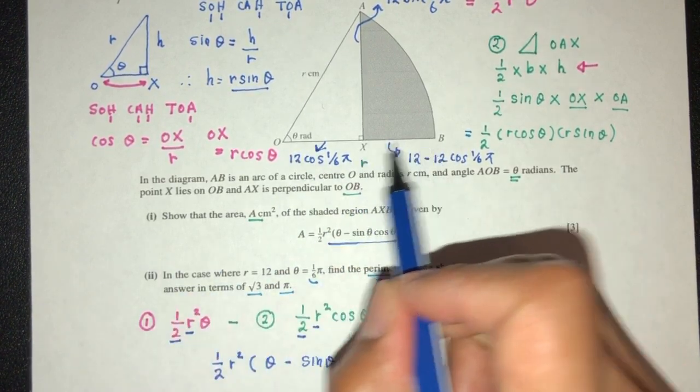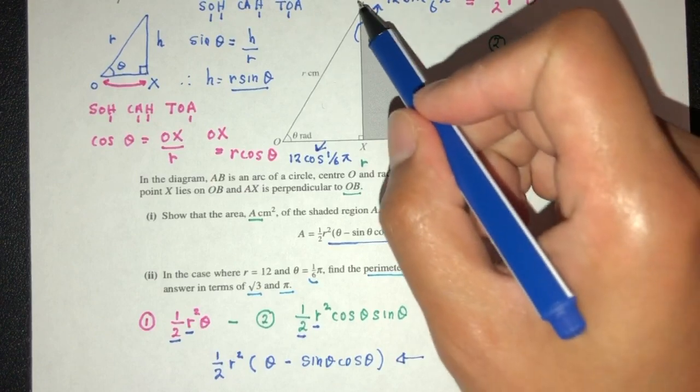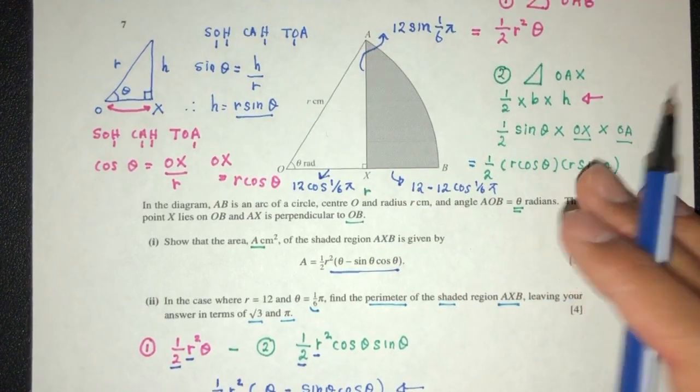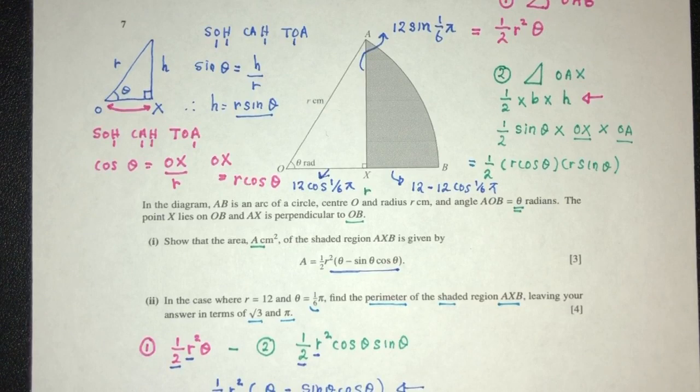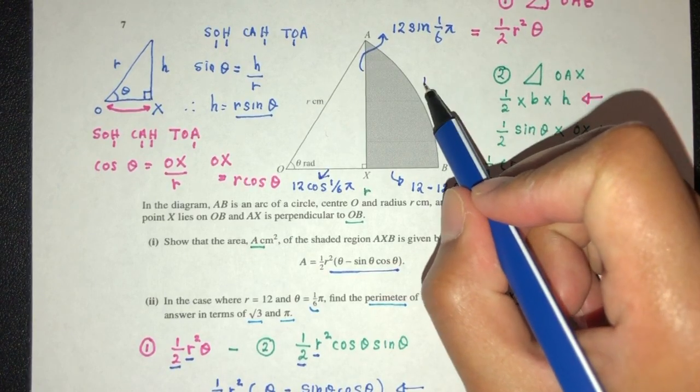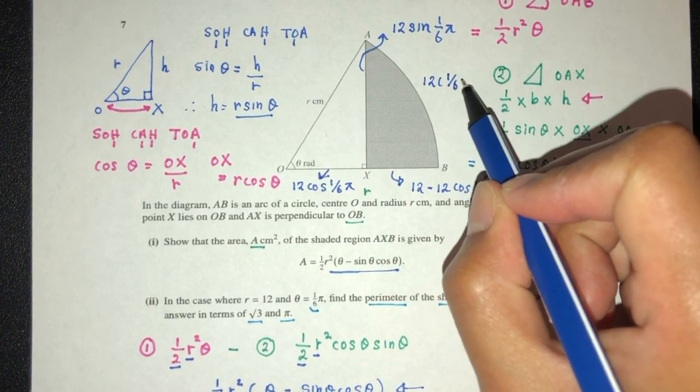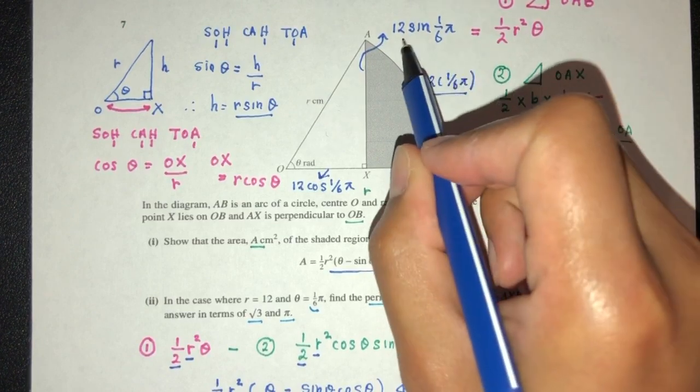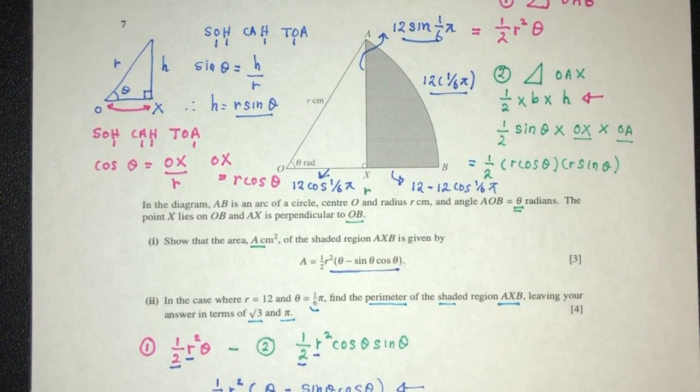So remaining part. How about AB? AB is length of arc, and obviously we can just use the formula to find the length of arc, which is r theta. R is 12, theta is 1 over 6 pi. So we have 3 parts that we need to find the perimeter. So one by one.